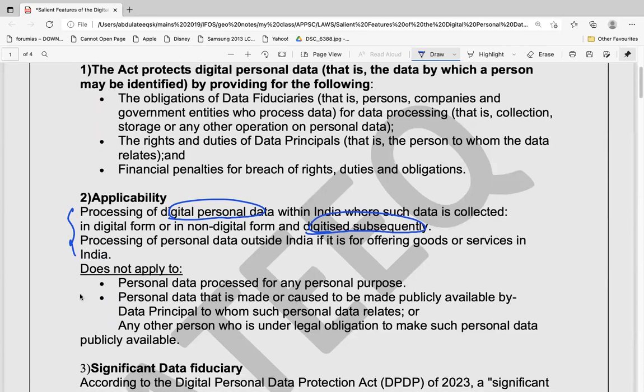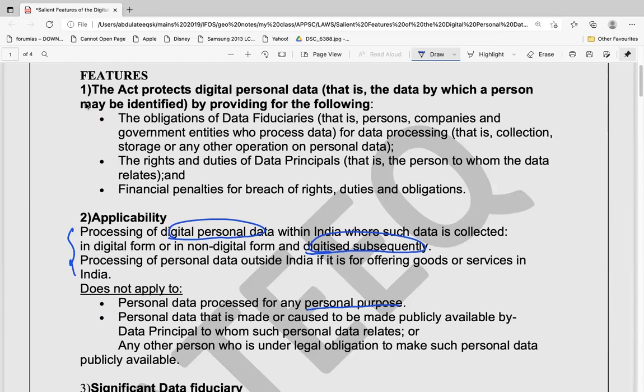It is not applicable when you are processing data for personal purposes, and when you yourself have made the data publicly available on Instagram or Facebook. You have mentioned you are single, your phone number. So you cannot say my data has been utilized. Okay, in these cases, it is not applicable.